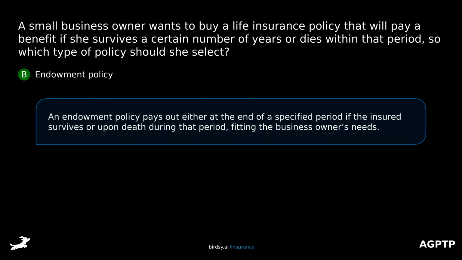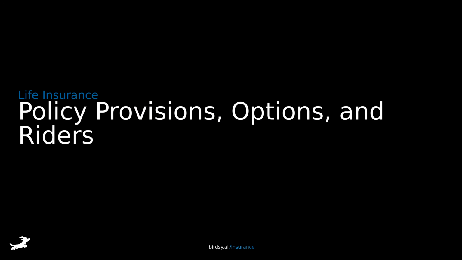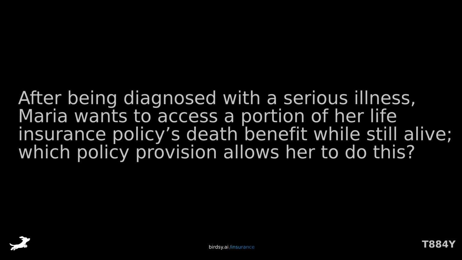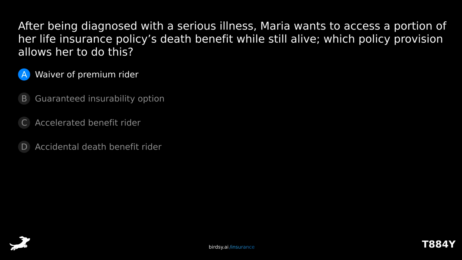An endowment policy pays out either at the end of a specified period if the insured survives, or upon death during that period, fitting the business owner's needs. Policy provisions, options, and riders. After being diagnosed with a serious illness, Maria wants to access a portion of her life insurance policy's death benefit while still alive. Which policy provision allows her to do this?